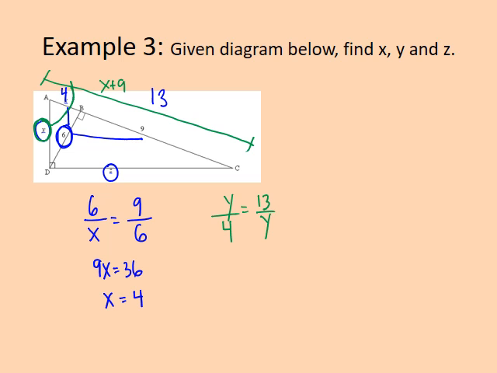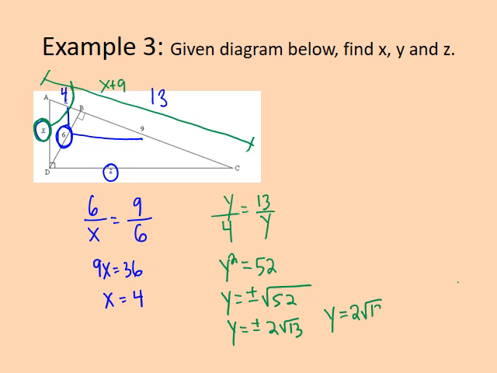So we have y times y, which is y squared, equals 4 times 13, which is 52. So we have y equals plus or minus the square root of 52, 52, not 54. When we break out the radical, we have y equals plus or minus 2 root 13. Since lengths are always positive, y equals 2 square root 13.